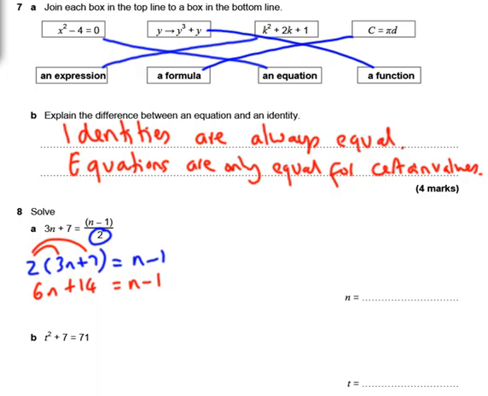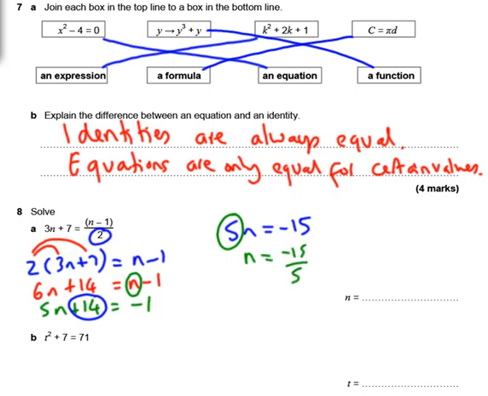Now we've got n's on both sides. I'm going to get rid of the one that's got less, so take away n from both sides, we'll end up with 5n plus 14 equals minus 1. Now to get rid of this plus 14, I'm going to take away 14, so I've only got n's on that side, so I will just have 5n, and then minus 1 take away 14 is minus 15. And then finally, to get n on its own, the opposite of times 5 is to divide by 5, so n is going to be minus 15 divided by 5. Our final answer is n equals minus 3.